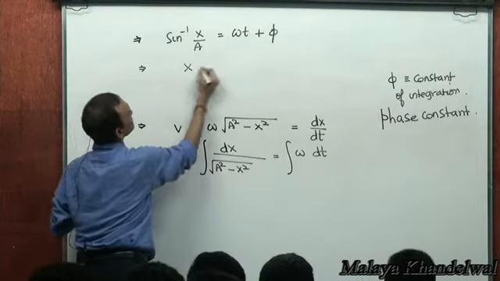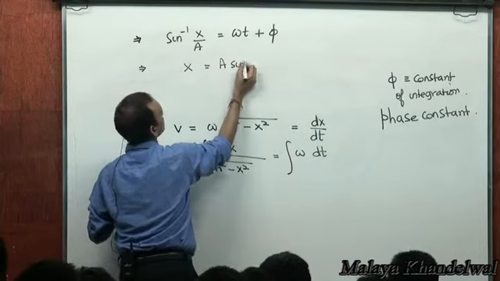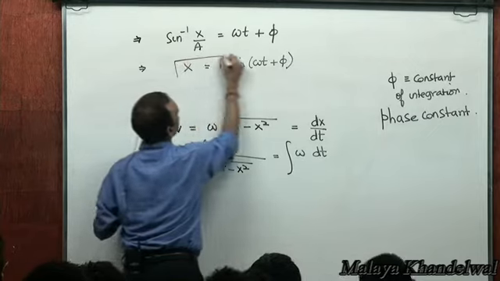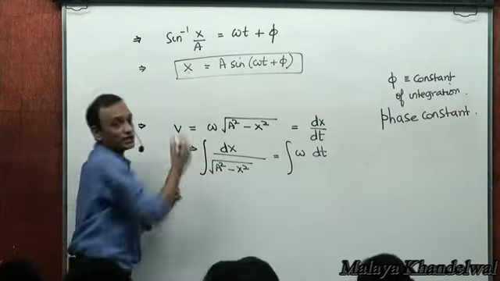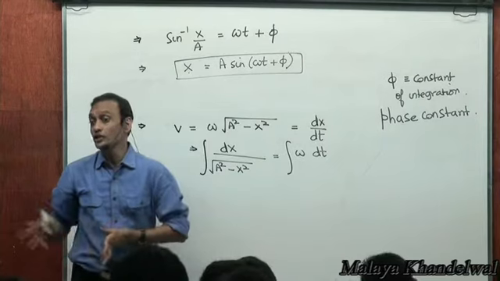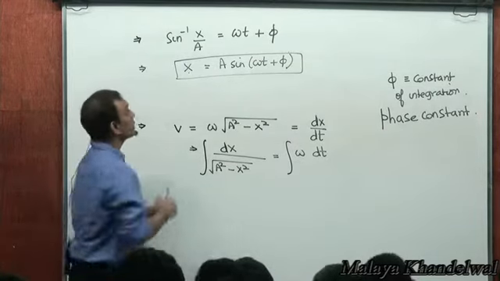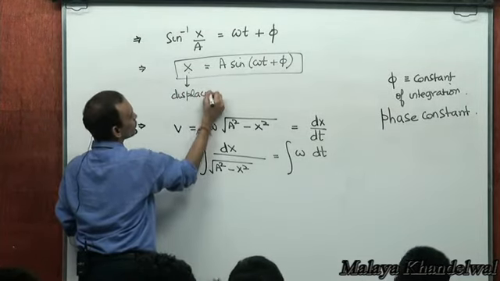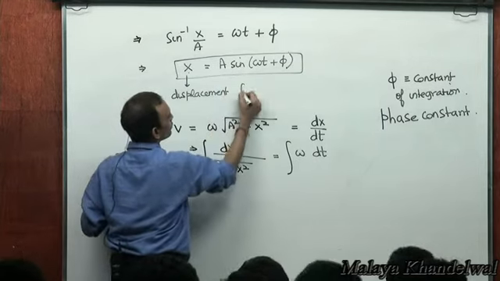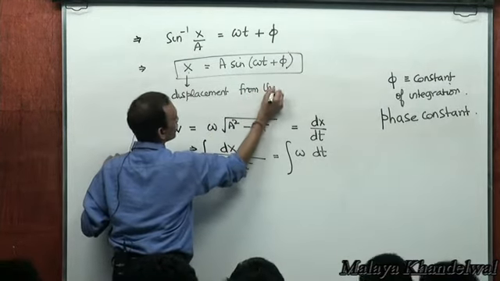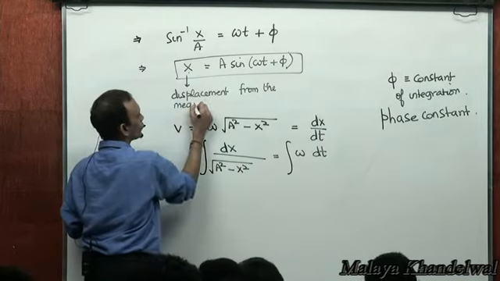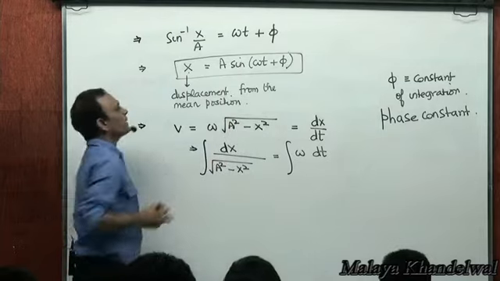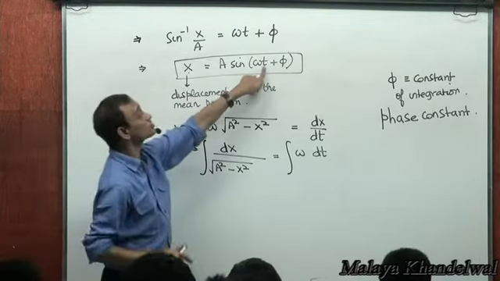So this would give me x is a sine omega t plus phi. So the displacement of the particle from the mean position gives me x. It could be positive, 0, negative, a, minus a, right? So this is the displacement of the particle from the mean position at various instants of time t.